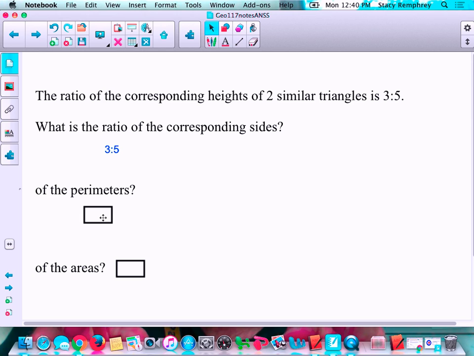Okay, what is the ratio of the perimeters? Well, the ratio of the perimeters is the same as the scale factor, so that is also 3 to 5. And then the ratio of the areas is not the scale factor, it's the scale factor squared. So that gives me a 9 to 25 ratio.